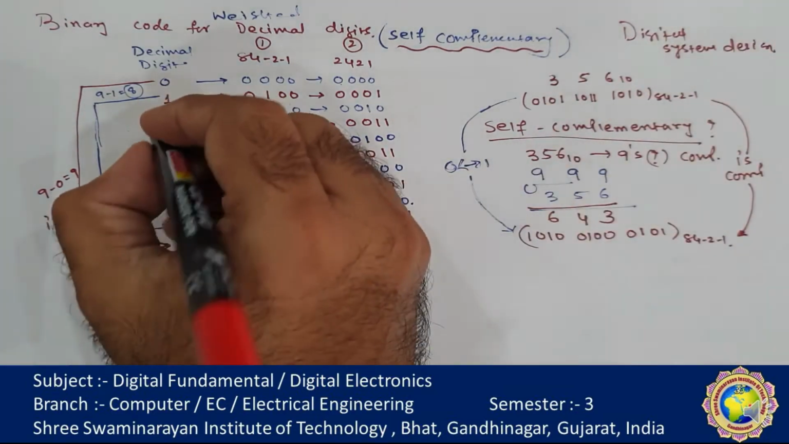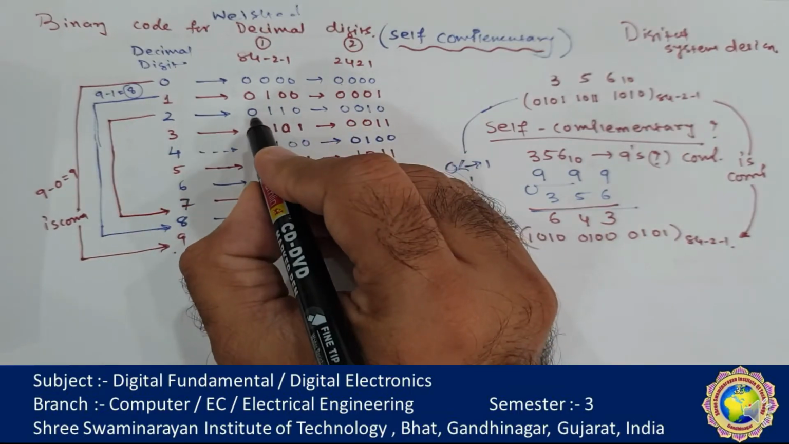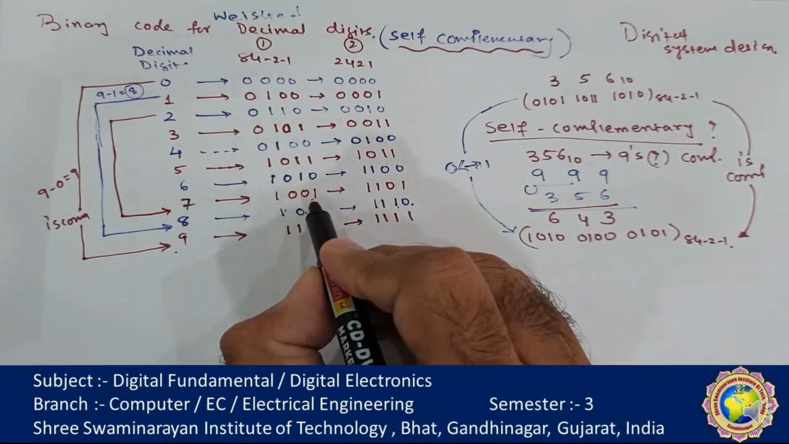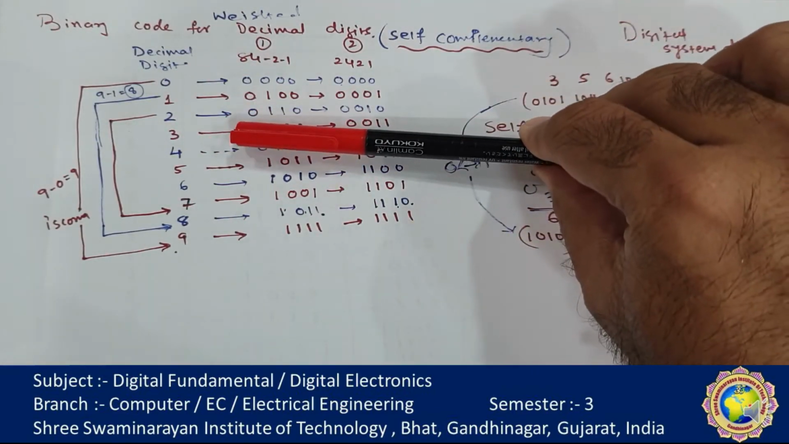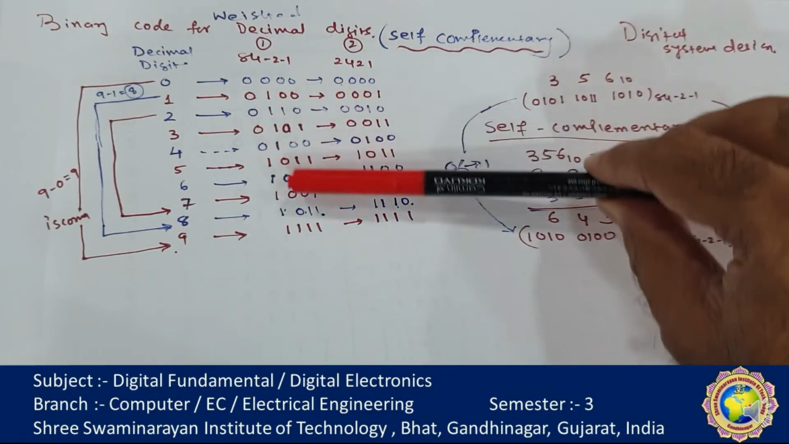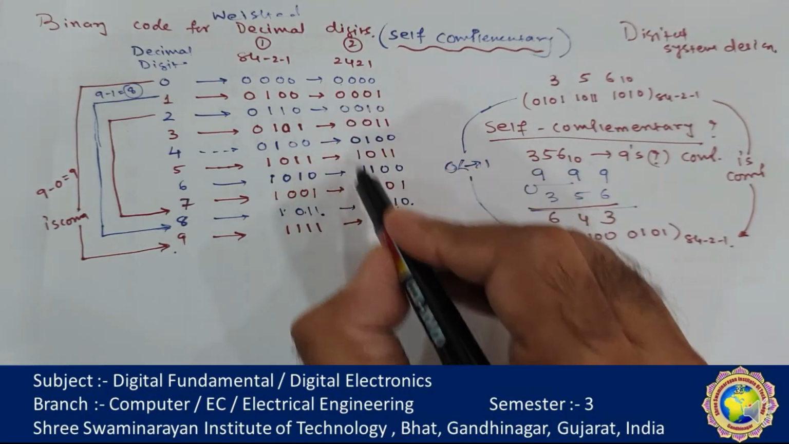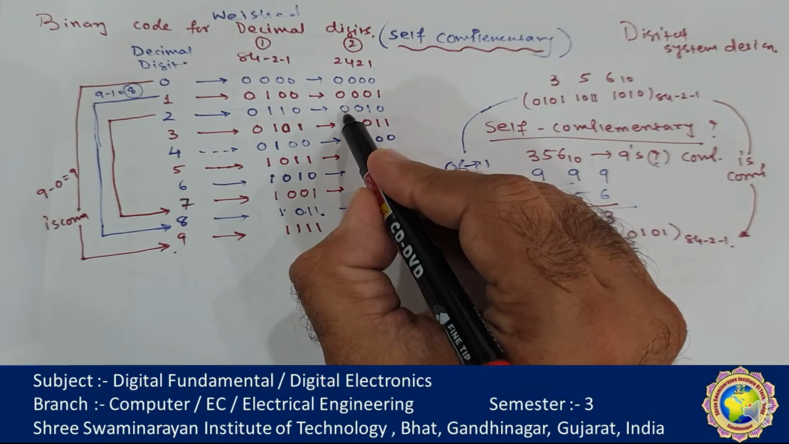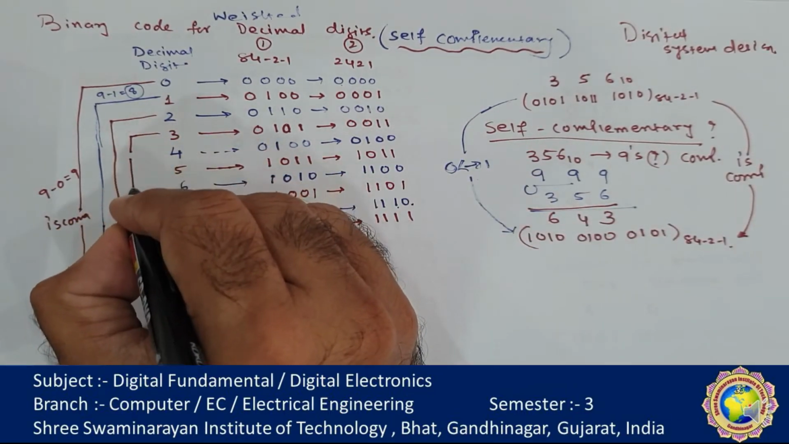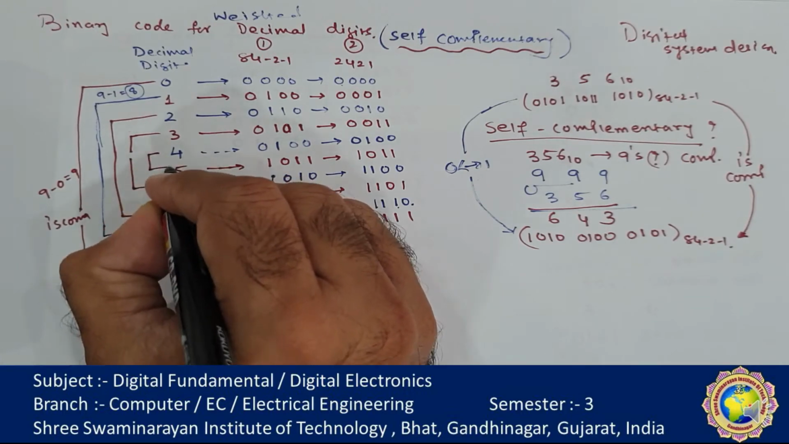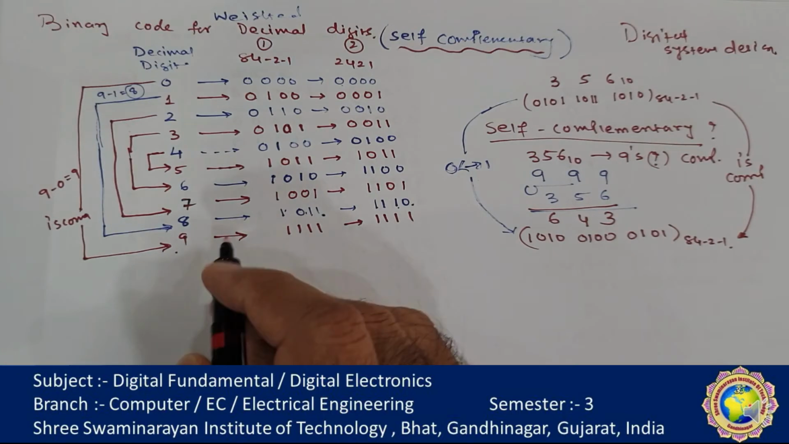Same thing here. Now the 9's complement of 2 is 7. 0 1 1 0, 1 0 0 1. Both are replaced: 0 is replaced by 1 and 1 is replaced by 0. Similarly here 0 0 1 0, so it will become 1 1 0 1. 3 is 6 and 4 is 5. So in this way.